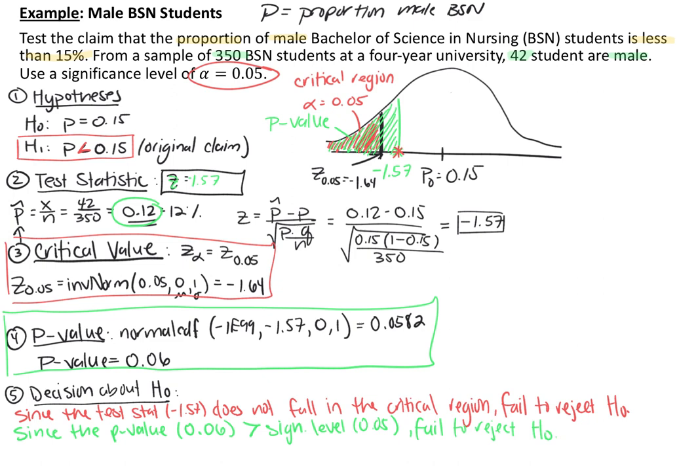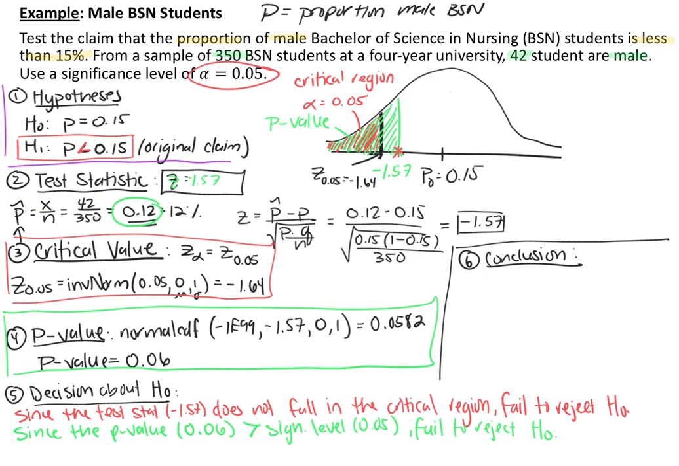Okay, and now we need to state our final conclusion. I'm running out of space here, so I'm going to do it up at the top on the side. We need to write our conclusion that addresses the original claim. So what does it mean to say that we fail to reject the null hypothesis? I'm going to use purple here so you can follow along. Up in our first step, the original claim is the alternative hypothesis, but the conclusion we just made was that we fail to reject the claim that p is 0.15.